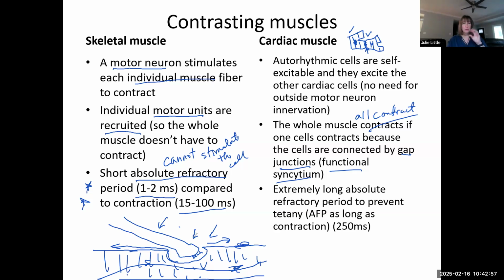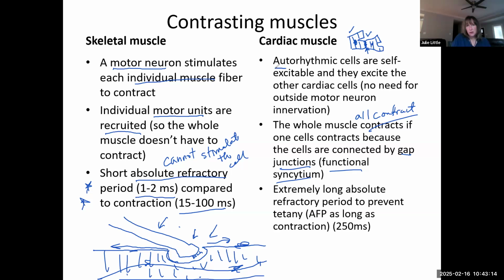Now, the nervous system is going to modulate cardiac contractions, but we don't need the nervous system. You could literally yank somebody's heart out of their chest. I mean, you can't really, but pretend like you did. It will still beat without the nervous system innervating it.